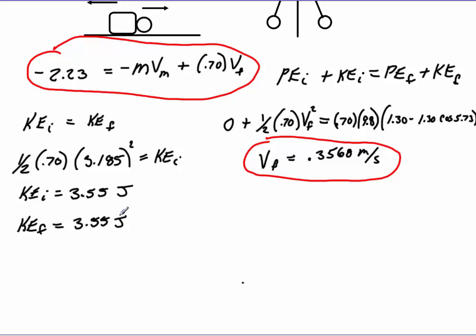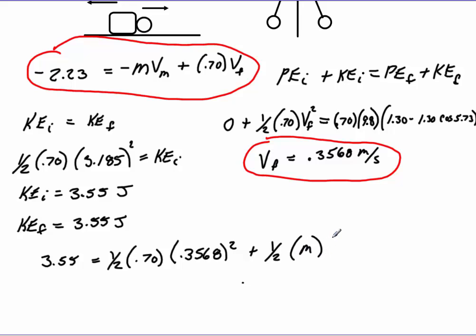All right, so now we're ready to set up our equations. Remember, this kinetic energy is a scalar quantity. So 3.55 joules is equal to 1/2 times a mass of 0.70, we'll use this value here, 0.3568 squared, plus 1/2 times the mass that we do not know times its velocity that we do not know squared. Okay, so that's going to be one equation there.